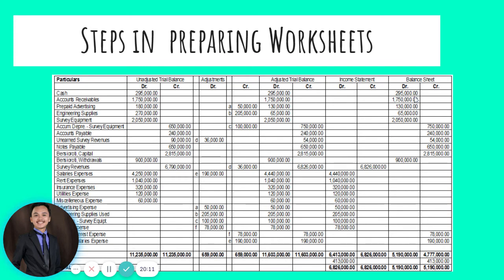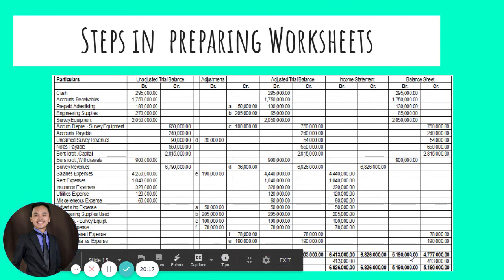Also guys, in our balance sheet, it is also expected that it will not balance. Our debits and credits will not balance, okay? But this time, it is the opposite of our income statement. If there is higher debits, then that means there is profit. If there is higher credits in the balance sheet, then there's loss, okay?